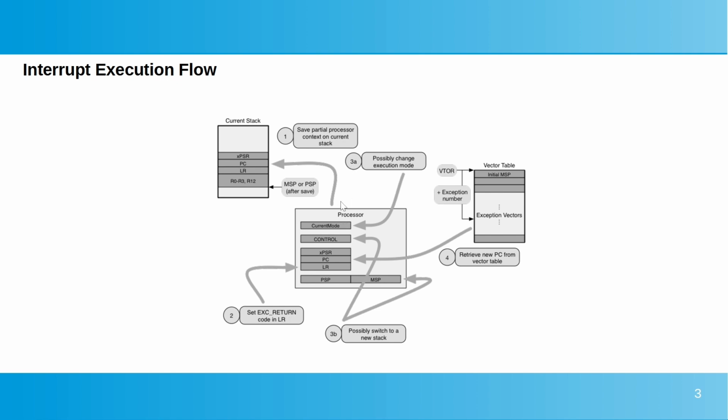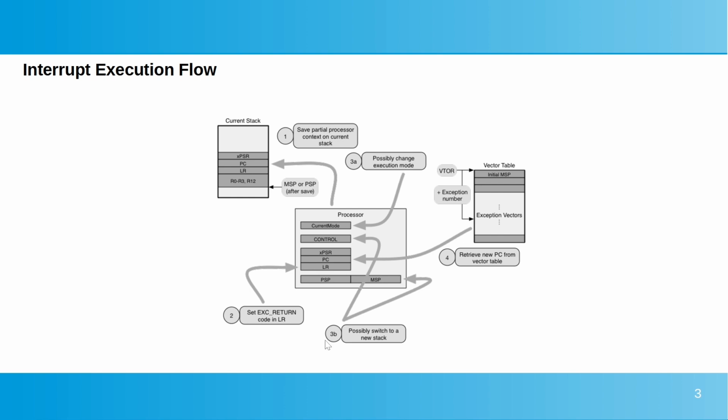The third stage consists of two sub-stages. First of all, the CPU may decide whether or not to switch the current execution mode. The Cortex-M supports two execution modes, handler mode and thread mode. Your main program may execute in handler or thread mode. However, the interrupt service routine will always execute in handler mode. Hence, if your main program was executed in handler mode, then there is no need to switch the modes. However, if your main program was executed in thread mode, which is typical, then the CPU will need to switch the mode from thread mode to handler mode.